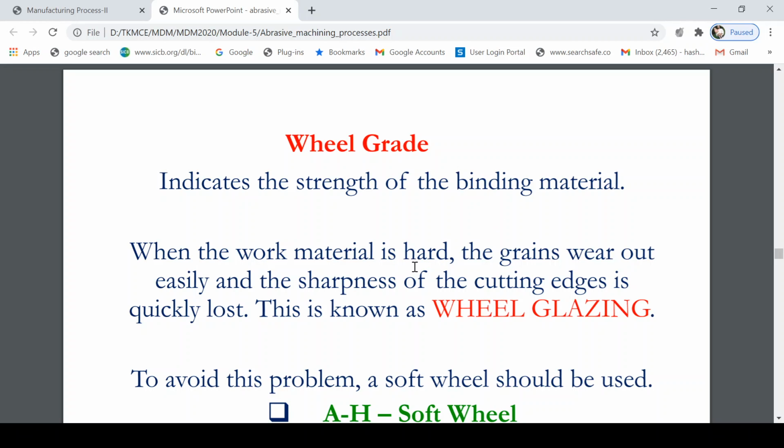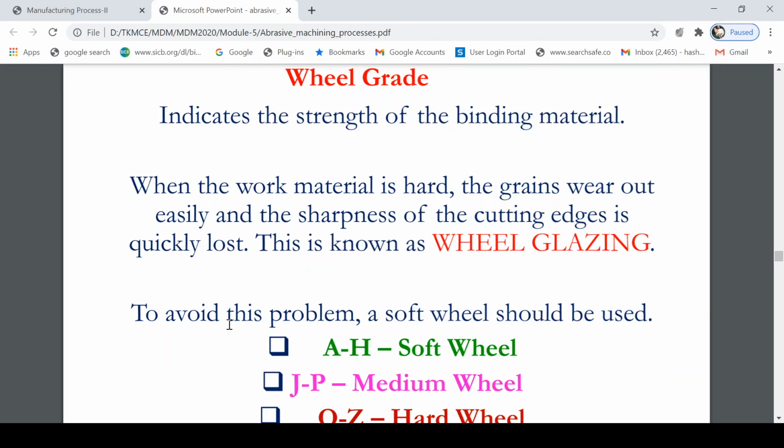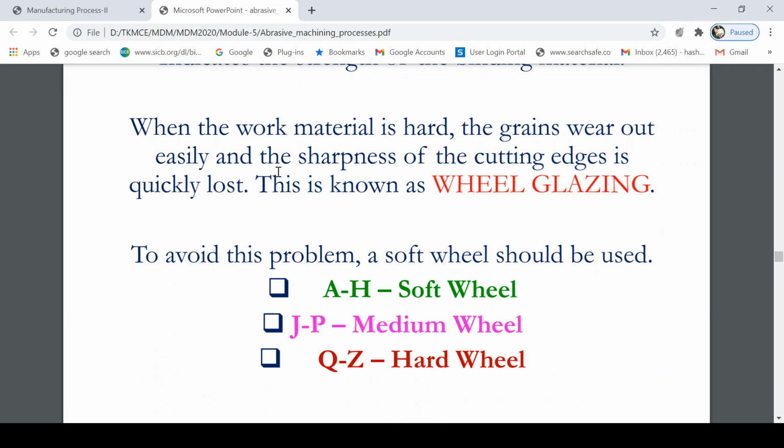When the work material is hard, the grains wear out easily and the sharpness of the cutting edge is quickly lost. This is known as wheel glazing. If you are grinding a hard material using a grinding wheel, the cutting edges or the sharp tips of the abrasive grits will wear off very easily, and the grinding wheel surface becomes very glazed. That is known as wheel glazing.